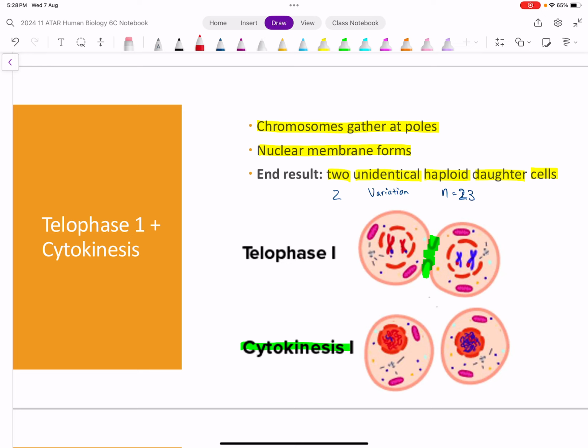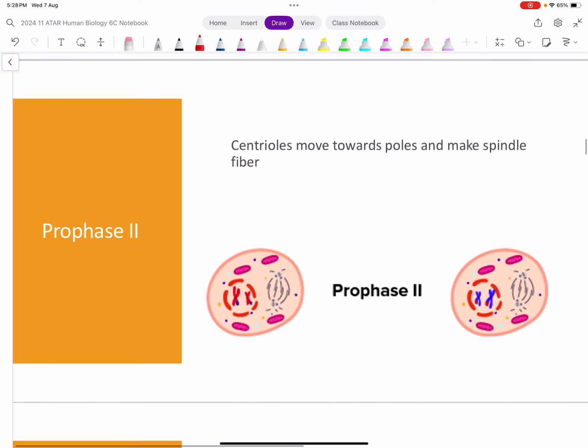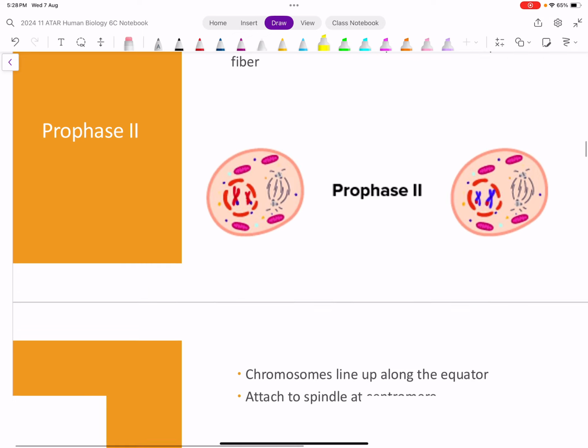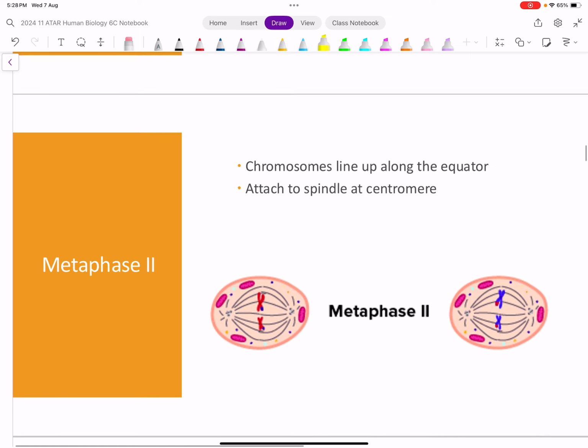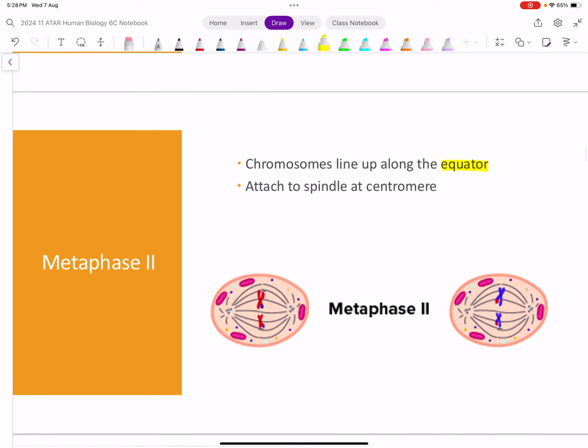From telophase 1 and cytokinesis 1, we then jump straight into prophase 2. In prophase 2, the key thing that we're looking for, as done previously, is those centrioles moving towards the poles of the cell and beginning to make that spindle. Prophase 2 is occurring in both of our daughter cells that finished at the end of the first meiotic division. Moving into metaphase, our chromosomes again line up along the equator of the cell and attach to the spindle at our centromere.